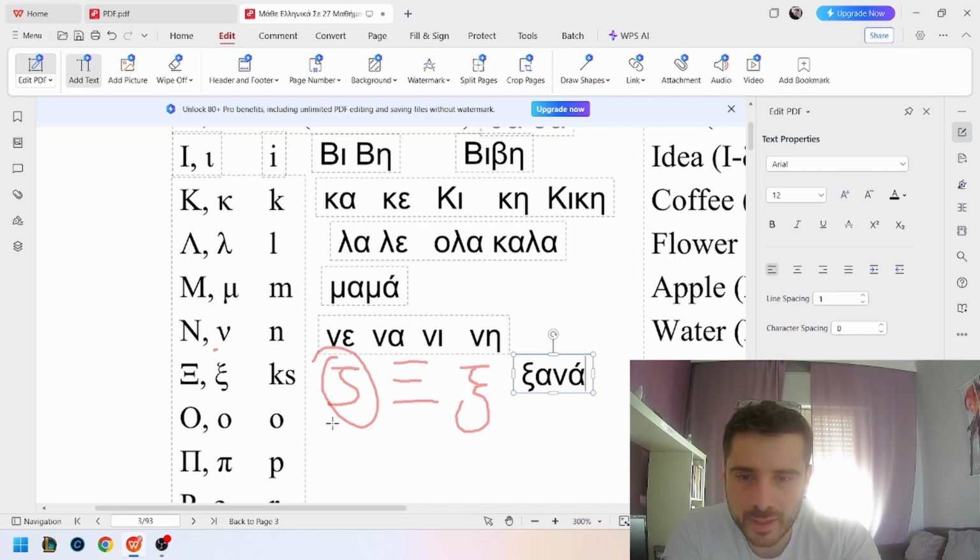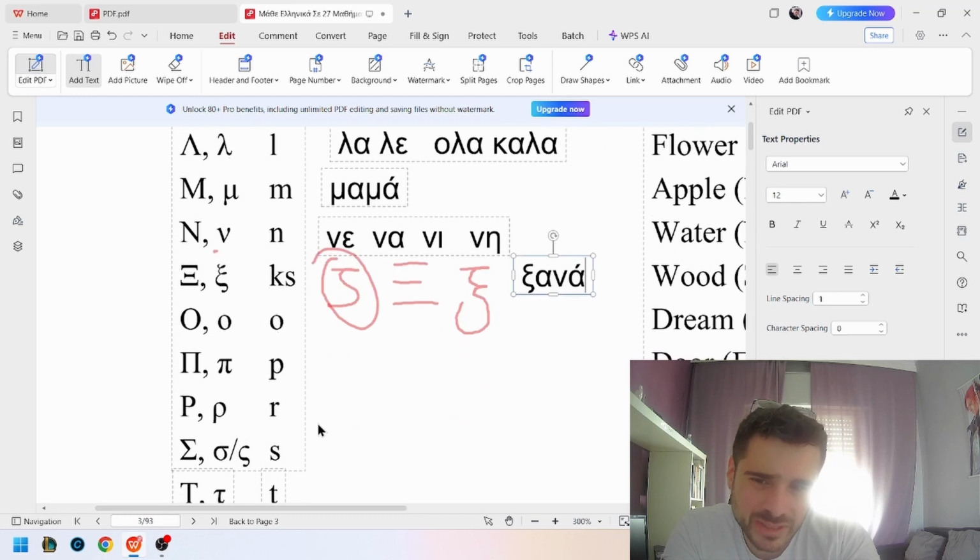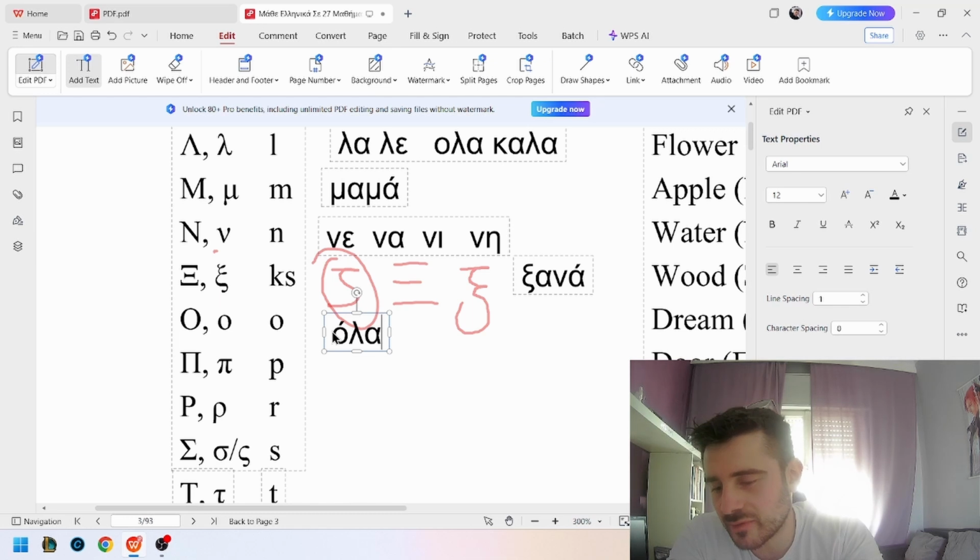Then we move to this letter, which is Omicron. It gives us the sound O. As we said before, όλα καλά. Όλα means everything, all, I'm sorry.